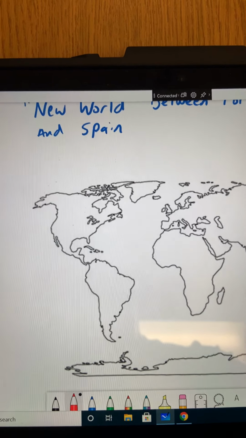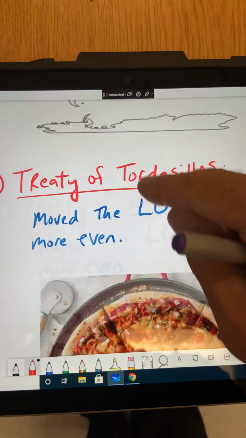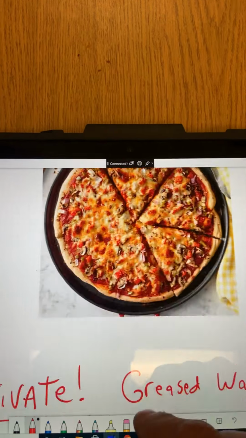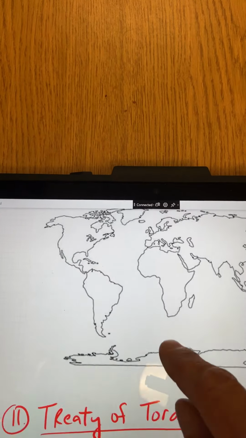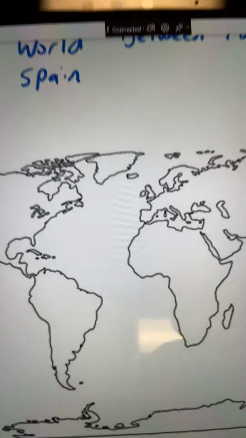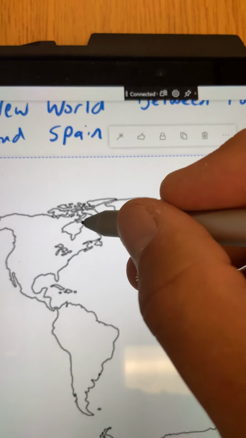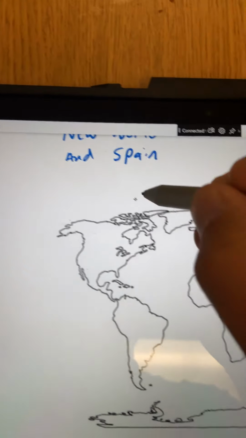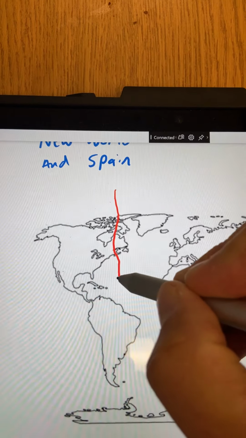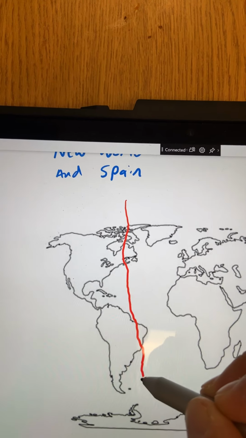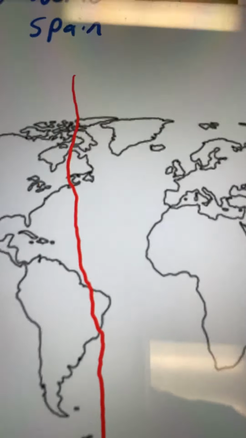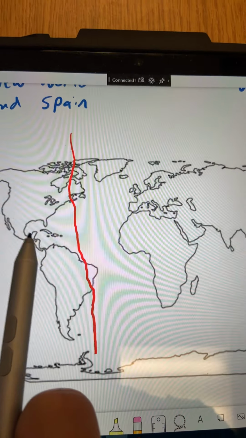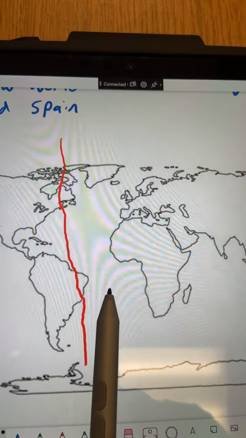Now I'm going to draw an imaginary line right here. I don't think I have it down here. Let's take a look. I do not. But let's take a look for a second. Okay, you ready for this? Let's see if I can get it to work. Well, my line is not very straight, obviously. All right, everything on this side of the line Spain can get. Everything on this side of the line Portugal can have.